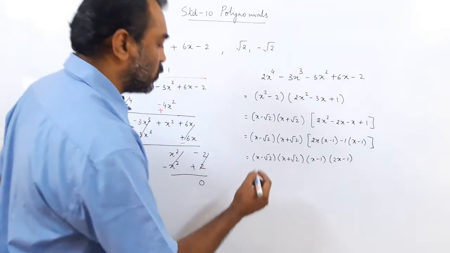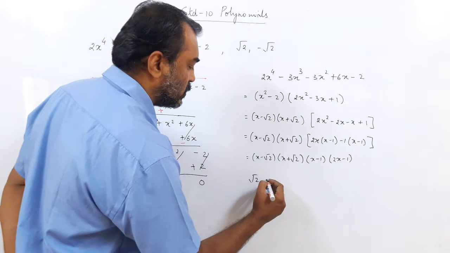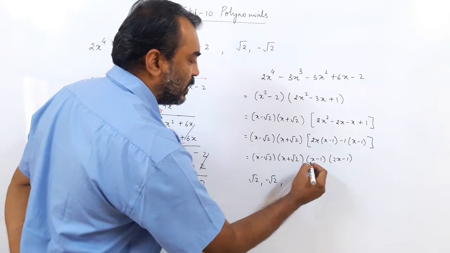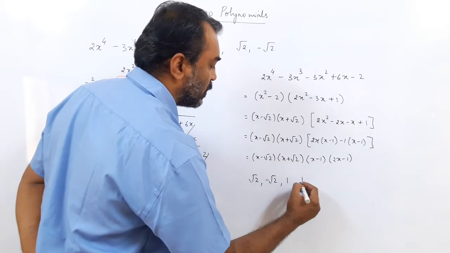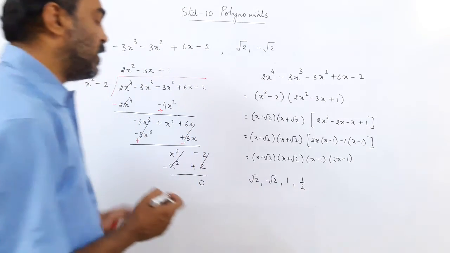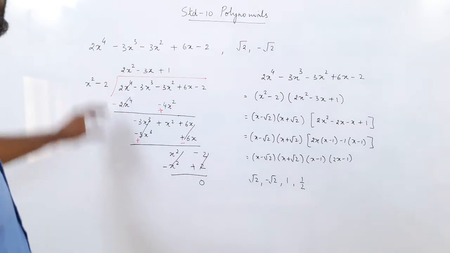Now if you take the 0, so if x minus root 2 is a 0, the root is root 2. If x plus root 2 is a 0, it is minus root 2. If x minus 1 is 0, we get a 1. And if 2x minus 1 is 0, we get 1 upon 2. So 2 roots were given to us and we found out the remaining 2 roots by the division method.